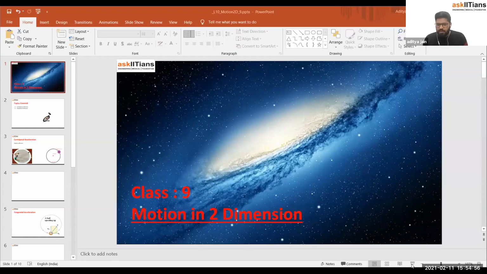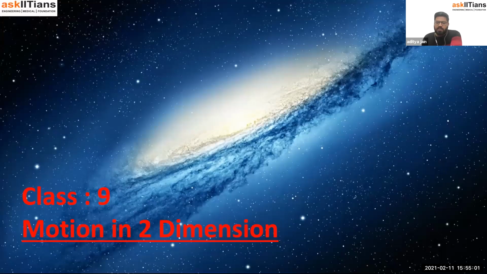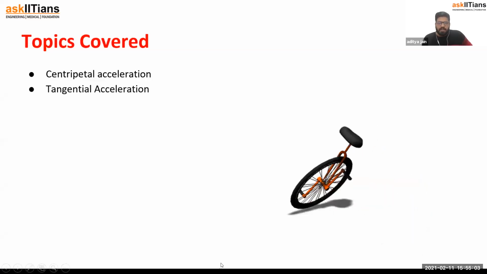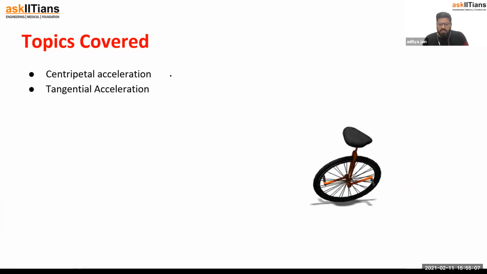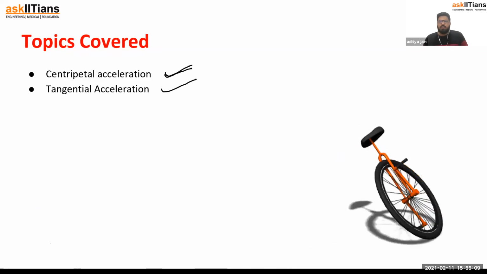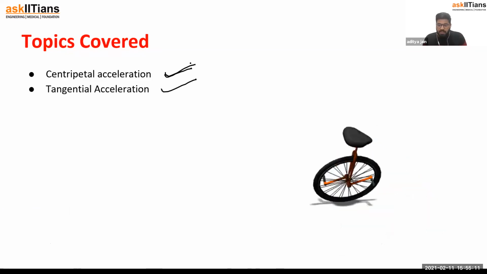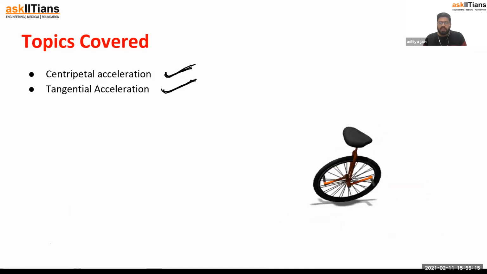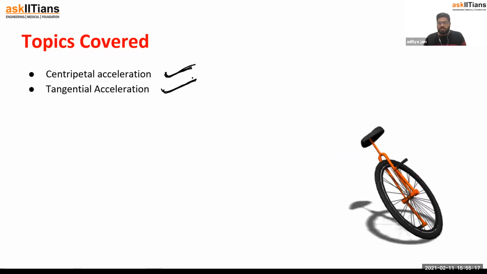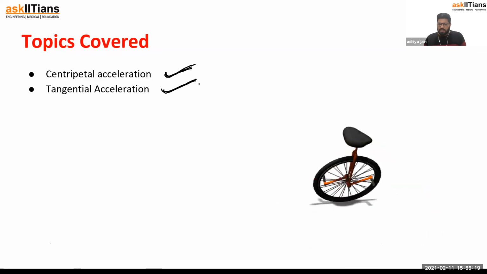Today in this lecture, we are going to learn two new topics related to circular motion: centripetal acceleration and tangential acceleration. In the last class, we already defined angular acceleration. Angular acceleration is the rate of change of angular velocity.